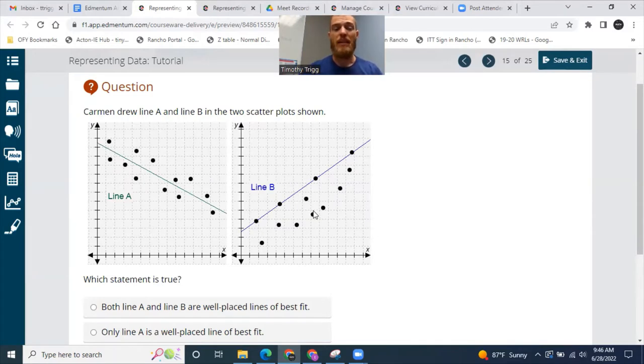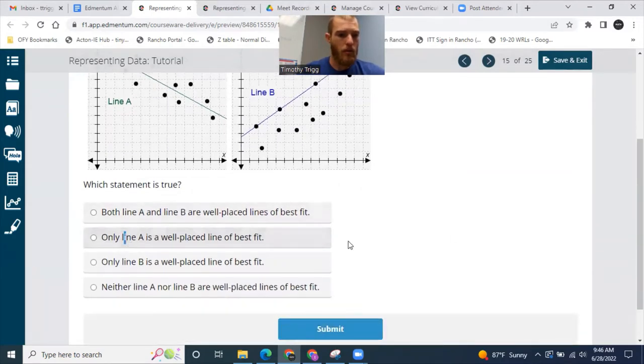Whereas line B, this is not a good line of best fit. Even though it touches some of the points, that's not necessarily what you're going for. You're going for an average of the data points. So line B is not a good line of best fit. Line A is a good line of best fit. So line A is well-placed.